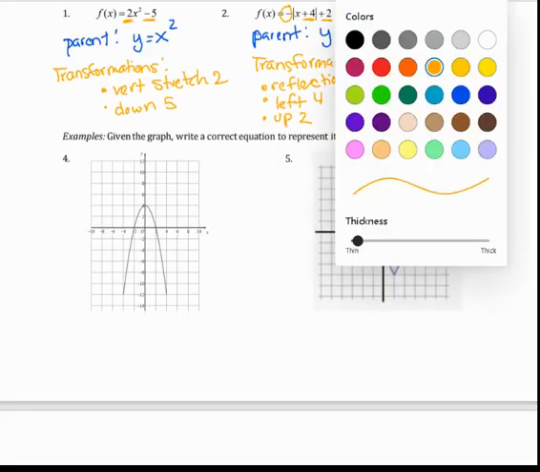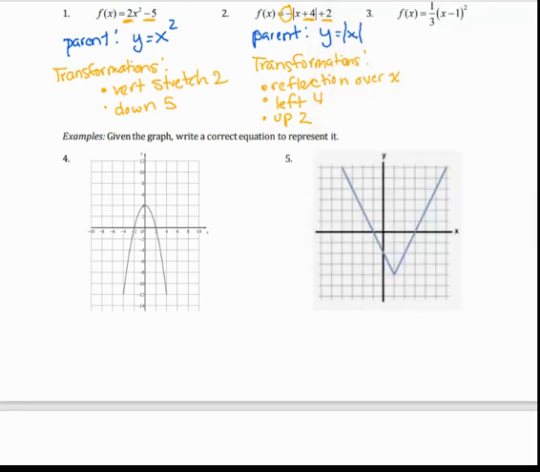All right, the next set of problems is: given a graph, write the correct equation. So the first thing we want to determine is what would be the parent. So what is this shape? This shape is a U. It's a parabola. So remember, parabolas are quadratics. So my parent graph is y equals x squared. We want to transform that based upon the transformations.